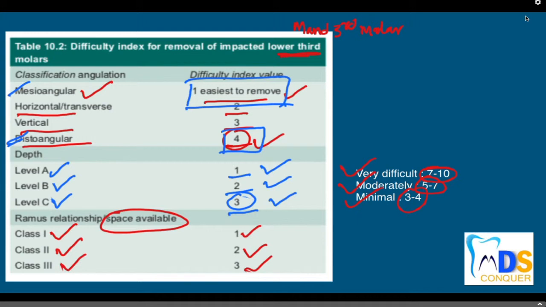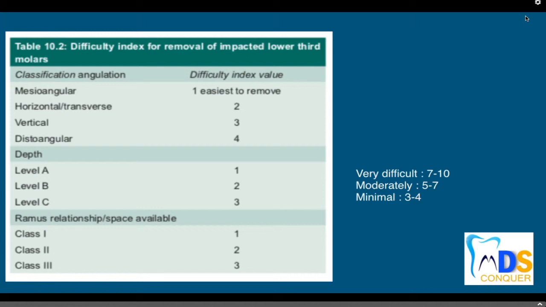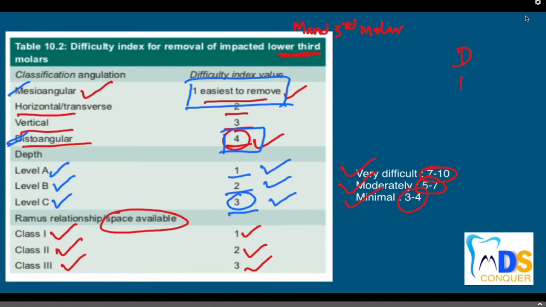Upon radiographic examination, that is IOPA, it is clear that there is a distoangular impaction, placed at the depth of B. Upon space analysis, it was confirmed that it is a class 2 case. Question is: distoangular, level B, and class 2. Now they are asking what is the difficulty score of this particular impacted tooth?